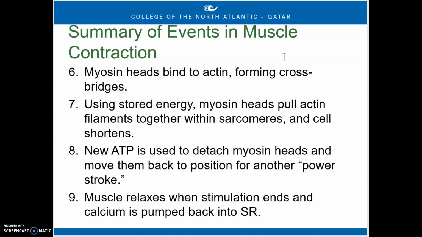When the action potential is no longer there and the muscle relaxes, the calcium that was released at the beginning is going to be pumped back into the sarcoplasmic reticulum. That's going to cause the tropomyosin and the troponin to go back and cover over the binding sites on the actin, and that means that muscle contraction can't happen anymore. So that's a summary of what happens for muscle contraction.